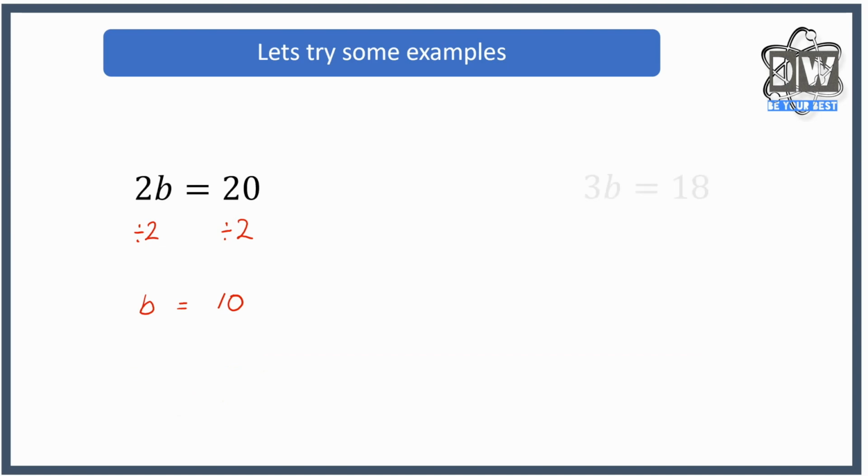So let's do the next one. I want you to give this one a go. I've got 3b, 3 times b equals 18. So do the inverse operation and see what answer you get, and then come back and see if you got it right.